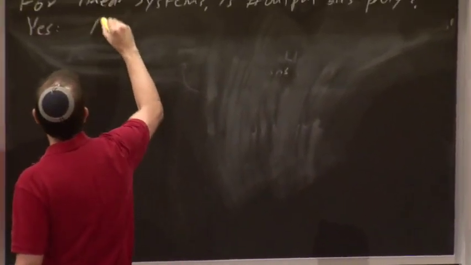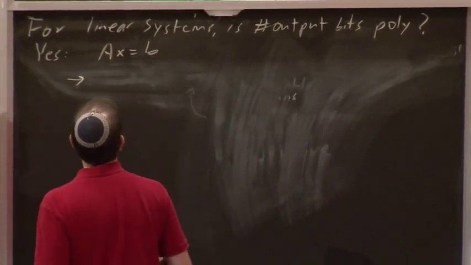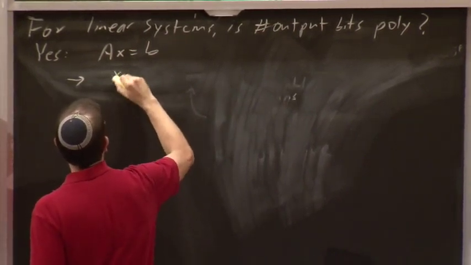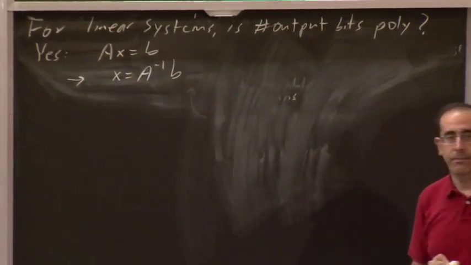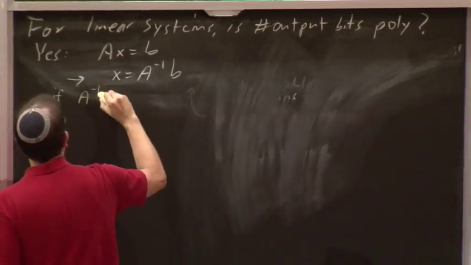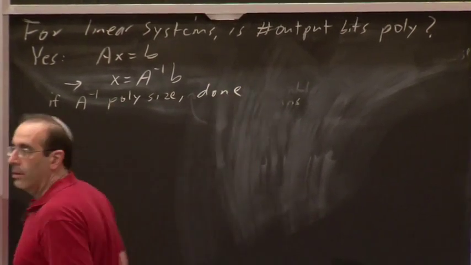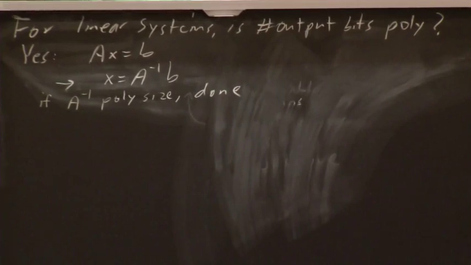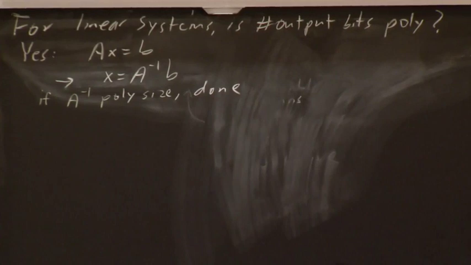Well, let's use our basic algebra. We're trying to solve AX equals B. One way to look at that is to find X equals A inverse times B. Right? So if we can argue that A inverse is polynomial size, then we're done. If the inverse matrix has polynomial size in the initial matrix, then we're just multiplying a polynomial size matrix by a polynomial size vector, and so we'll end up with something that's polynomial in size.